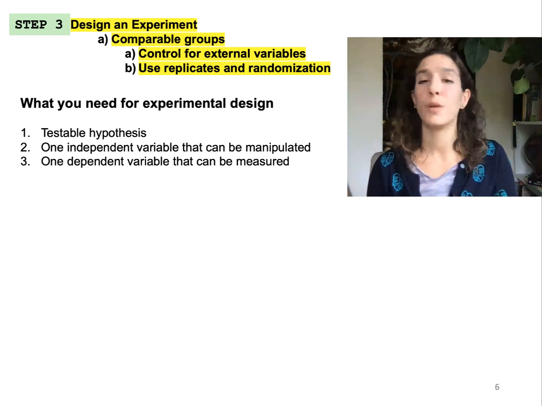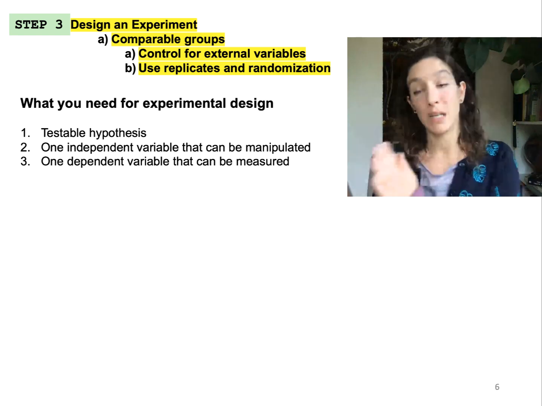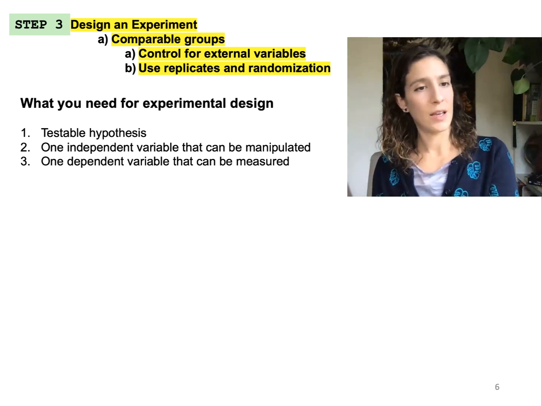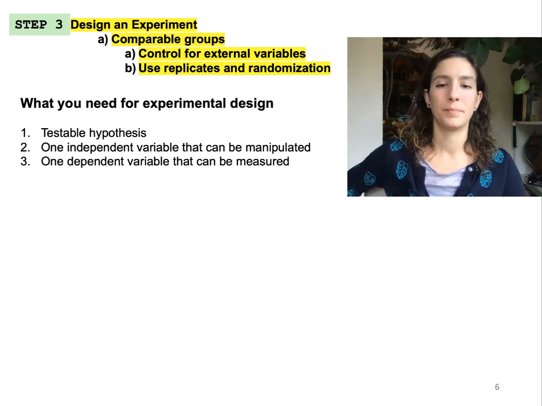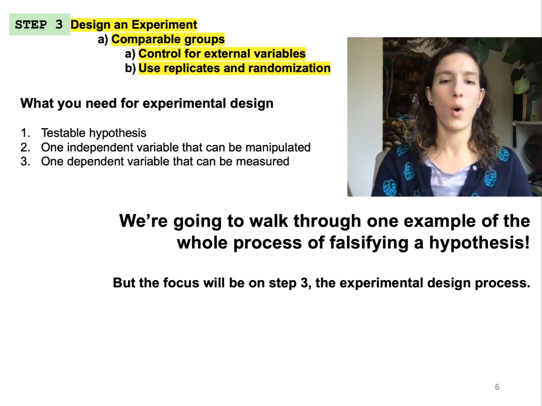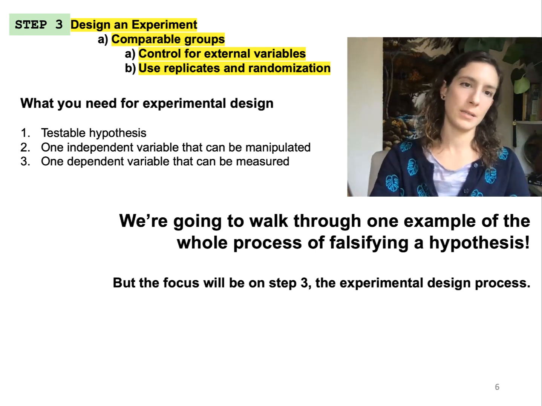We need a testable hypothesis. We need an independent variable that we can manipulate or that has been naturally manipulated for us. And we also need one dependent variable that we can measure. Okay. So we're going to walk through one example of the whole process of falsifying a hypothesis now. The focus will be on step 3, the experimental design process.